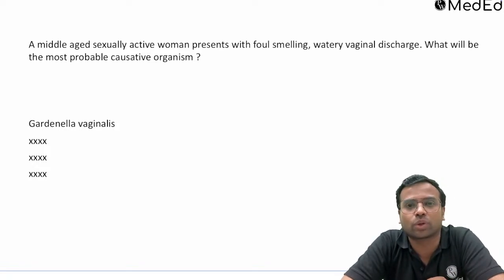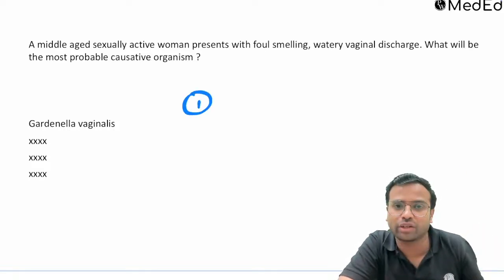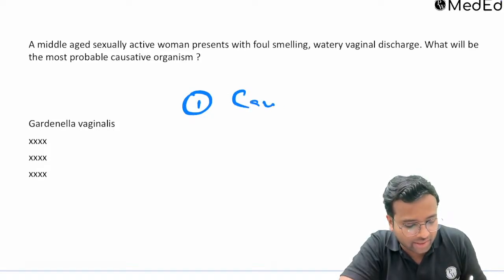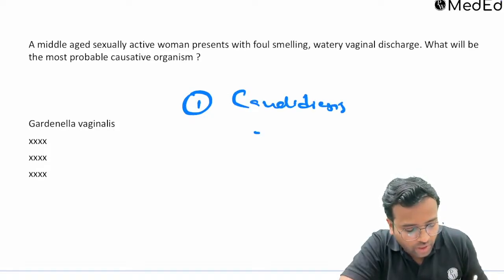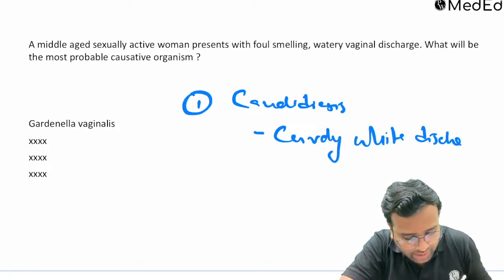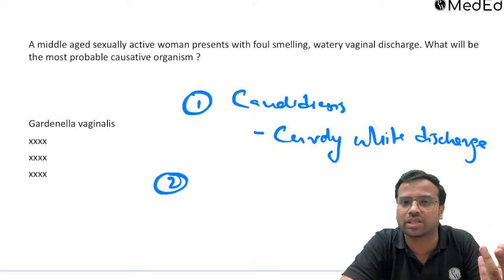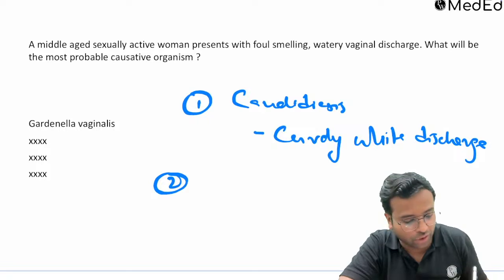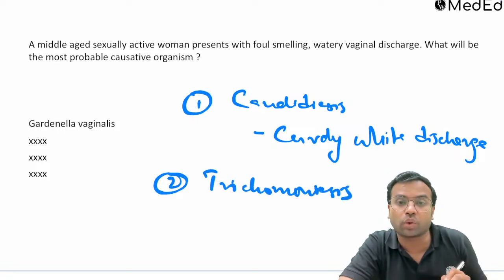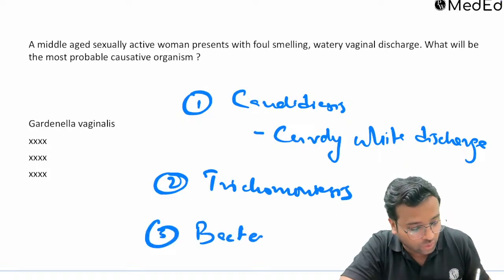Whenever it comes to vaginal discharge, we usually cut down our differentials to a few. If it is a curdy white discharge, let us say this is going to be candidiasis, where we have a curdy white discharge. Whereas if the patient presents with a greenish, frothy discharge, that can be because of trichomoniasis. And the next one, where you get a foul-smelling discharge, this can be because of bacterial vaginosis.